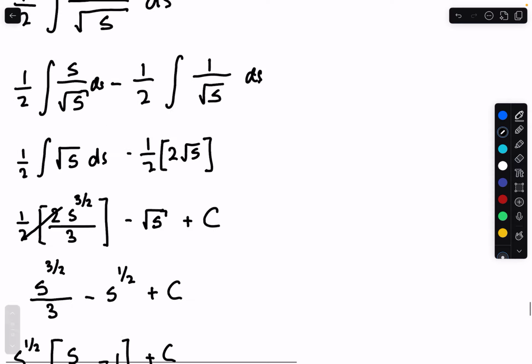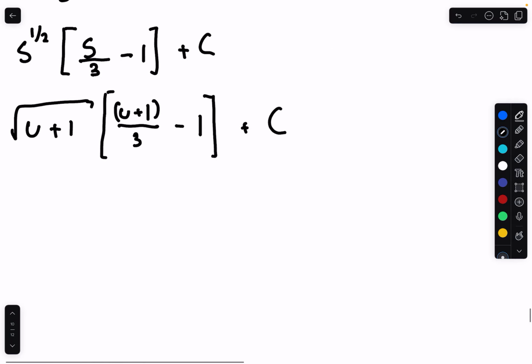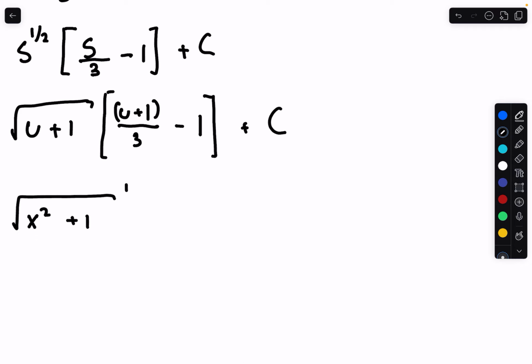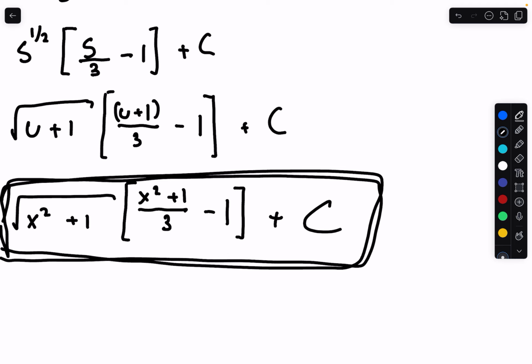And if you remember from the very beginning, u is x squared. So when we substitute this in, we get the square root of x squared plus 1 times x squared plus 1 divided by 3 minus 1, and then of course all plus c. That's going to give us our final answer right here. Took a couple u substitutions, a couple clever tricks, but in the end we got to this final answer here.